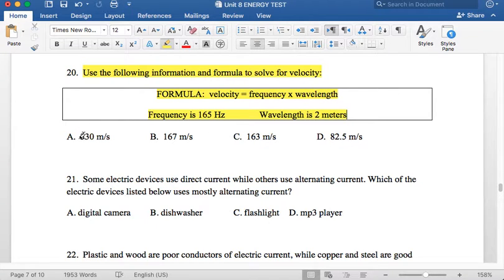Is the answer A, 330 meters per second, B, 167 meters per second, C, 163 meters per second, or D, 82.5 meters per second?